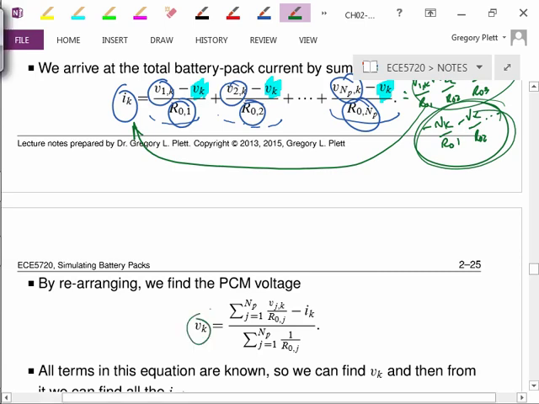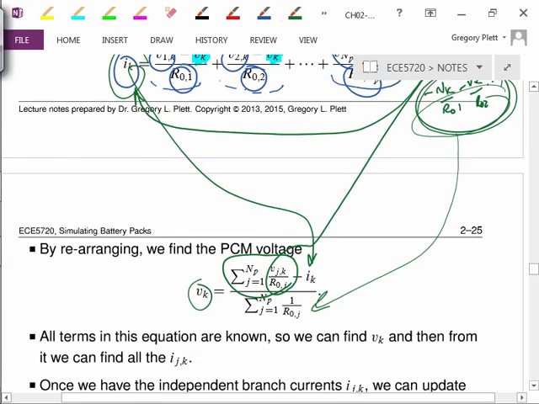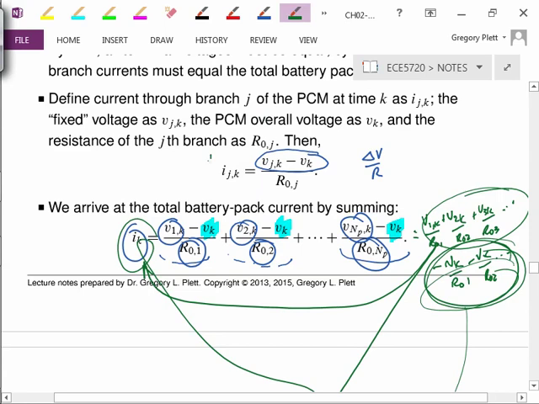So the PCM voltage VK is equal to all of this stuff here, and then minus IK, which is this sum, and then divided by the normalizing factor over on that side right there. All of the terms in this equation are known. I is the input, the fixed voltages are known, the resistances are known, so we can solve for VK, and then once I solve for VK, I can go back to this equation here and solve for all of the branch currents. And once I solve for a branch current, I know the current going through every one of the cells, and I can update the state of every cell.